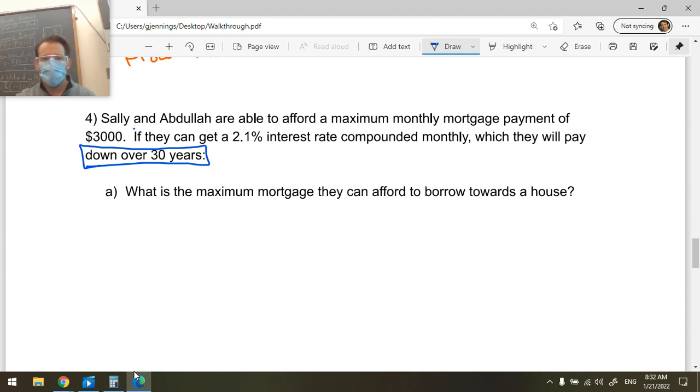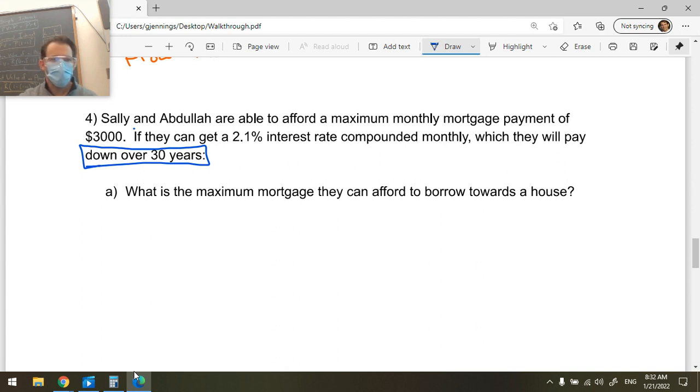Okay, so they can afford a maximum monthly mortgage payment of $3,000. If they can get a 2.1% interest rate compounded monthly, which they will pay down over 30 years, what's the maximum amount of mortgage they can afford to borrow towards a house? Okay, let's find that out.